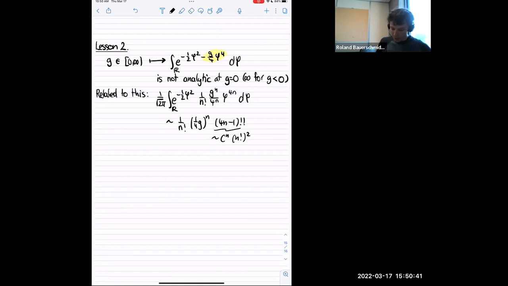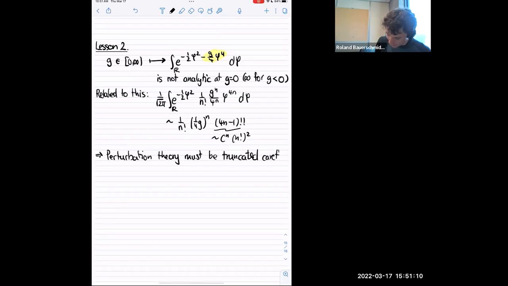And what is the lesson of this? Well, the lesson is that perturbation theory for a model like this bosonic phi-4 theory, you have to be careful. I would summarize the lesson as: perturbation theory must be truncated carefully. You cannot expand it into series. And this is one instance of what is known as the large field problem.